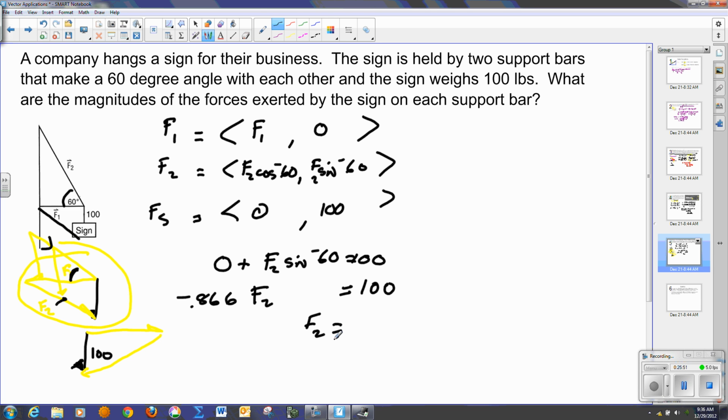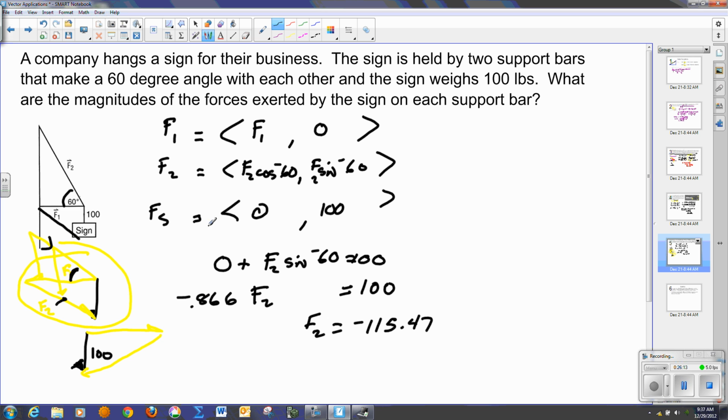And if I divide 100 by that, then my force 2 is going to be equal to about negative 115.47. If I take its actual force or its magnitude, this negative actually just shows me its direction. Then it's about 115 pounds of force.